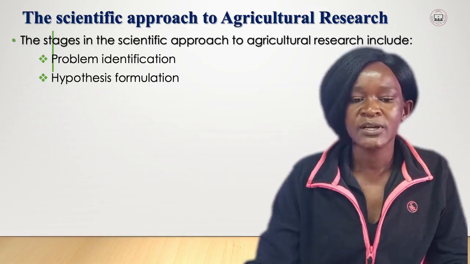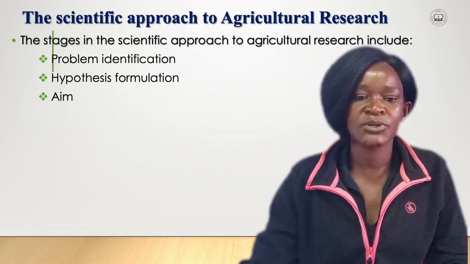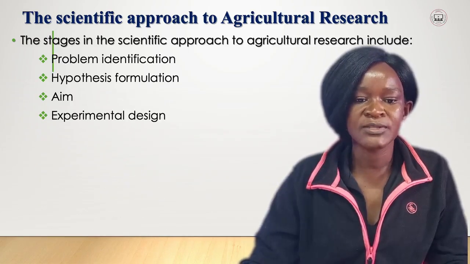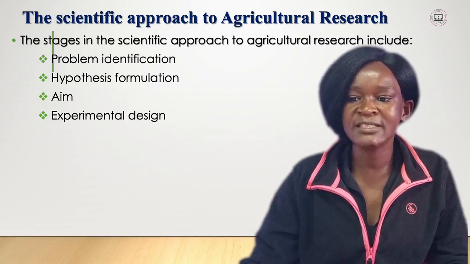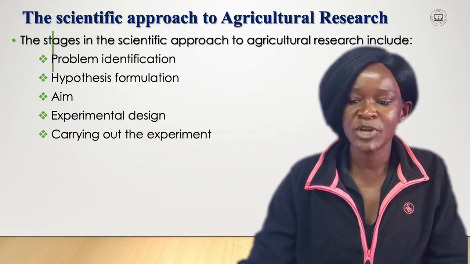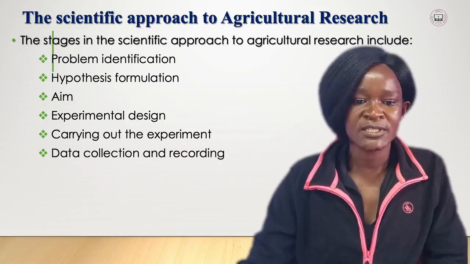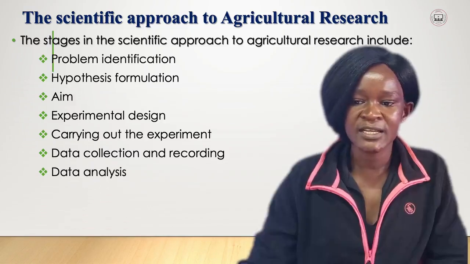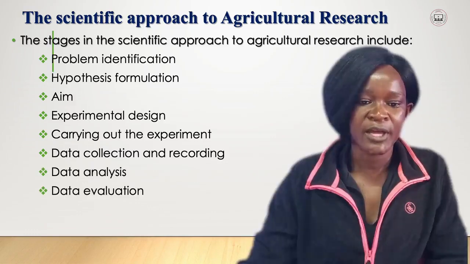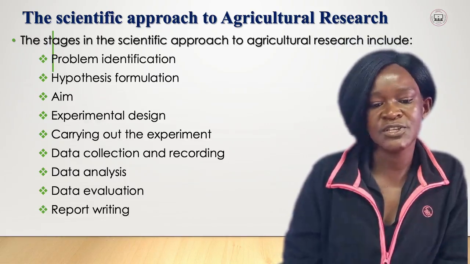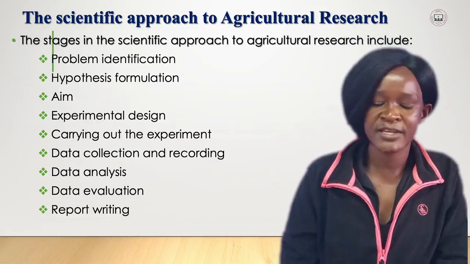Number 2, it's hypothesis formulation, followed by aims or objectives. Then number 4 is what we call experimental design. Number 5, carrying out the experiment. Number 6, data collection and recording. Number 7, data analysis. Number 8, it's data evaluation. Then the last stage, it's report writing.